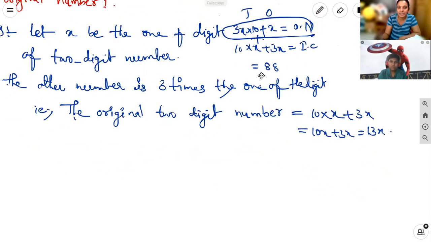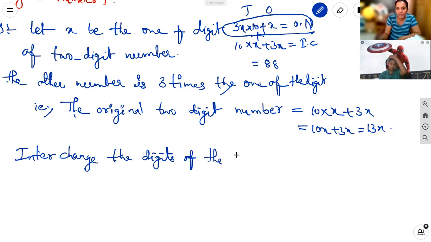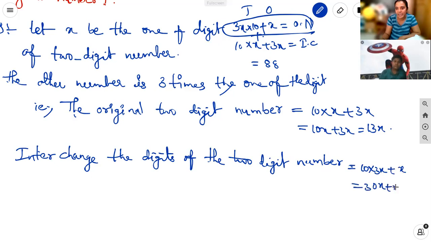Next, interchange the digits of the two-digit number. Interchange means 10 into 3x plus x. 10 threes are 30x plus x, 31x. This is the resulting number.